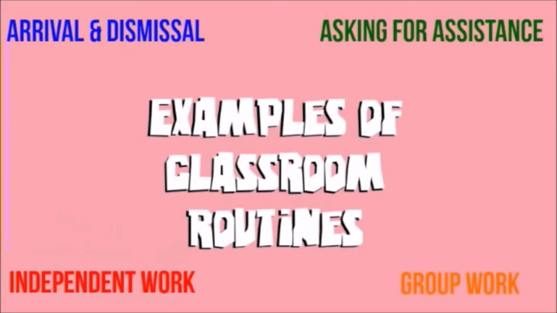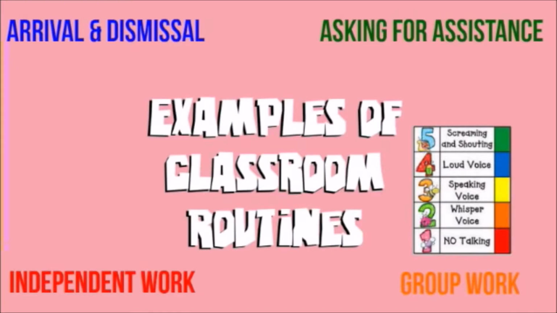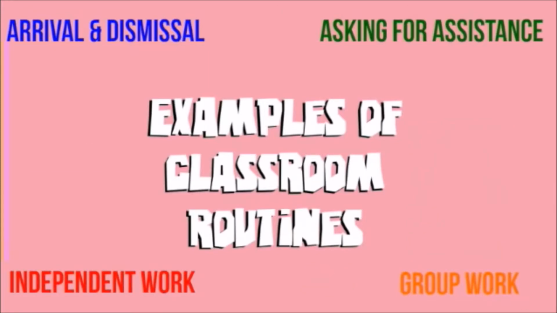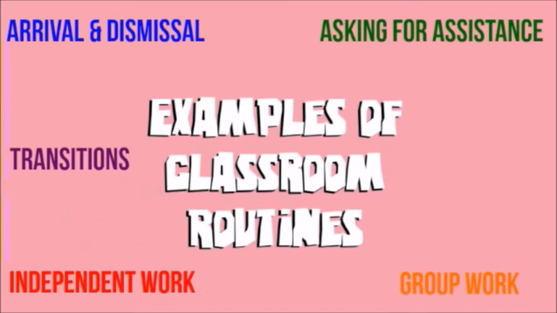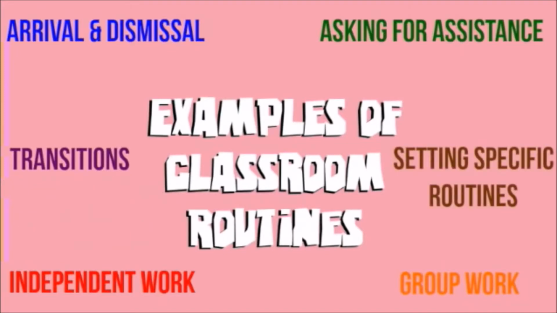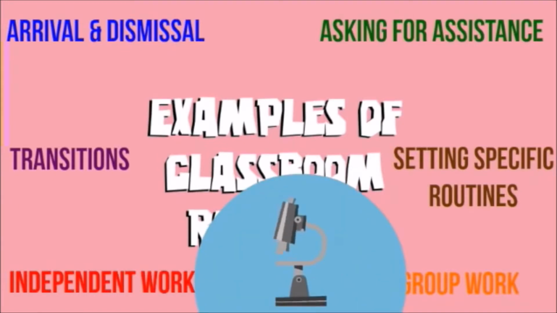Where do they turn in the work when they're through? Students should also know the expectations for group work. What is the appropriate volume level? How do they assign roles? How do they turn in their work? Students should know the routines for transitions both between activities in the classroom and between classes. There are also setting-specific routines to consider. Examples of these are lab procedures for a science class, cleanup procedures for an art class, the routines and expectations for a debate in a history class.